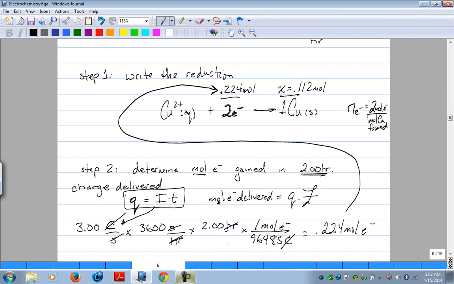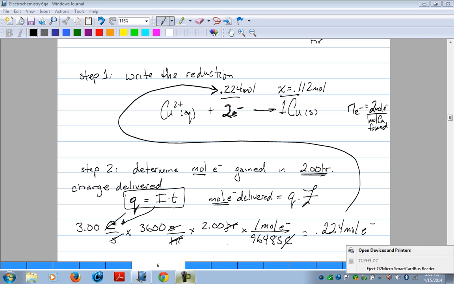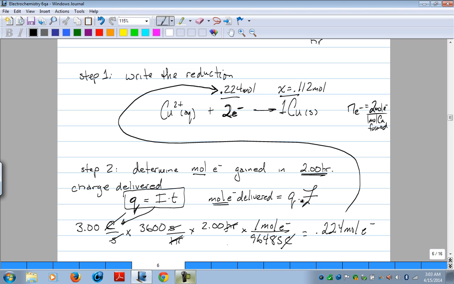And then we'd like, most importantly, to use the half reaction equation as written, the moles of electrons delivered in that 2 hours time. So that's just going to be the charge delivered, which we already have, because coulombs is the only unit remaining, and then times the Faraday. So we multiply IT times the Faraday, 1 mole of electrons per, I'll use the 5 sig fig Faraday, 96,485 coulombs, and that gives us 0.224 moles of electrons delivered by that current in that amount of time.